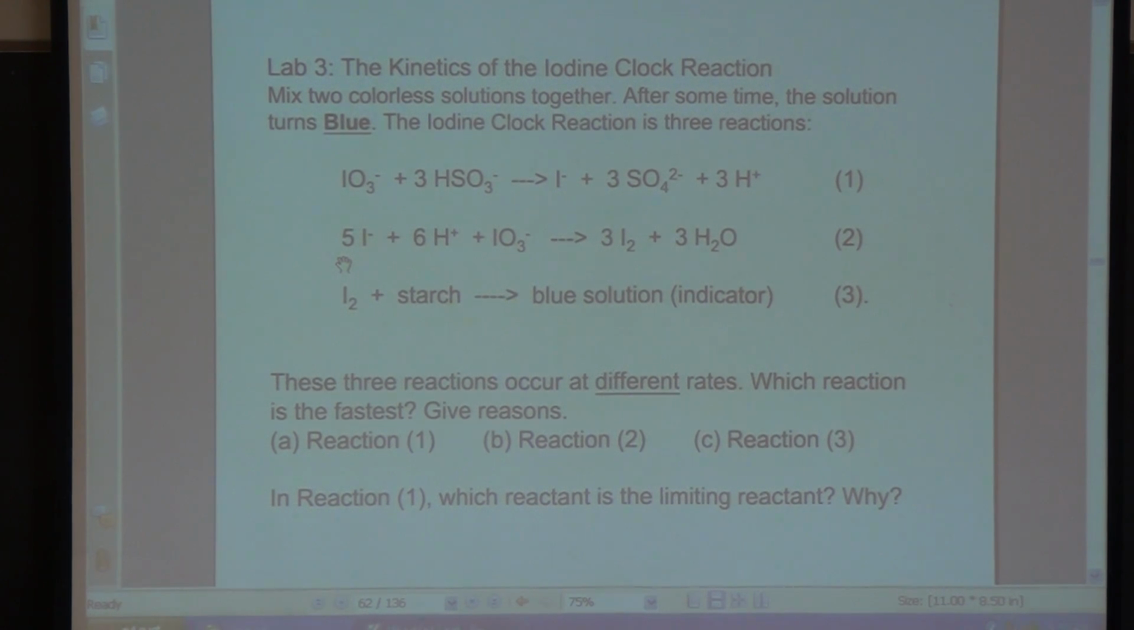So of these 3 reactions, which reaction do you think occurs the fastest? In other words, these reactions do not occur at the same rate.